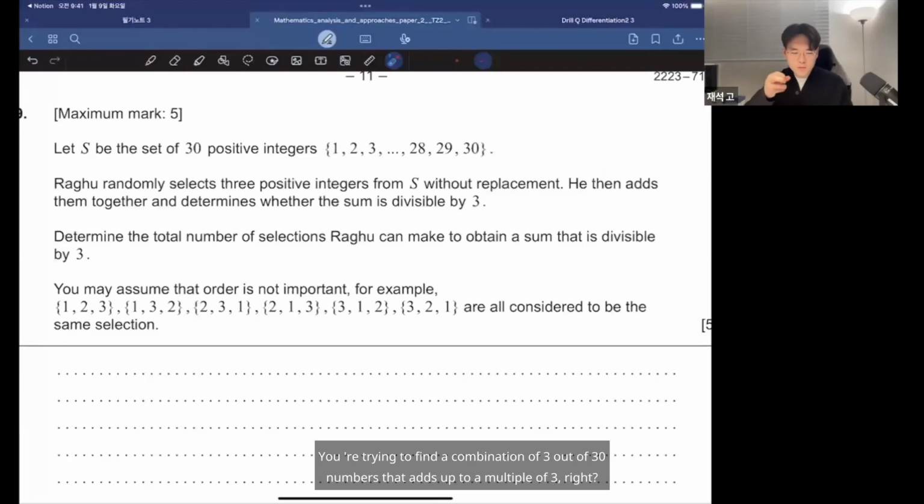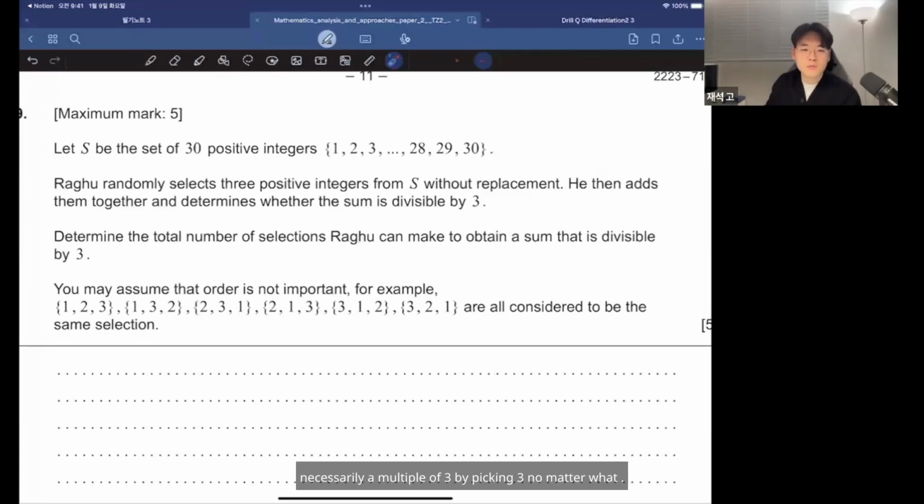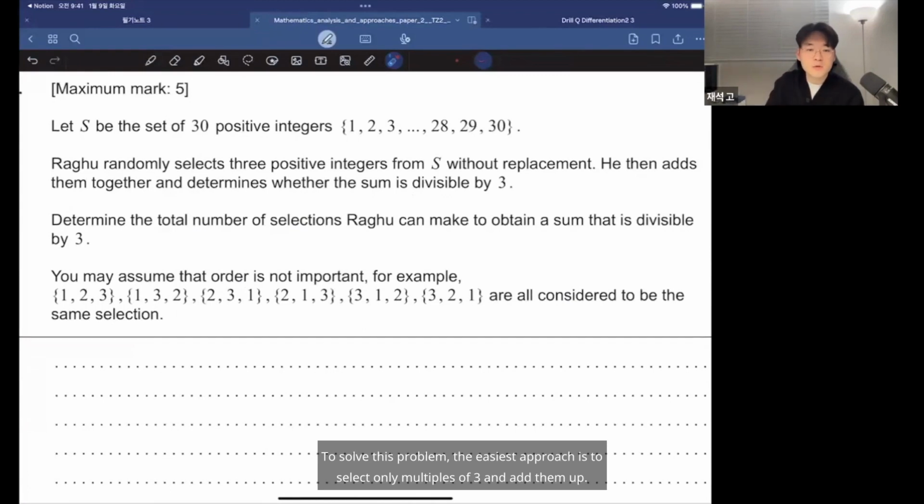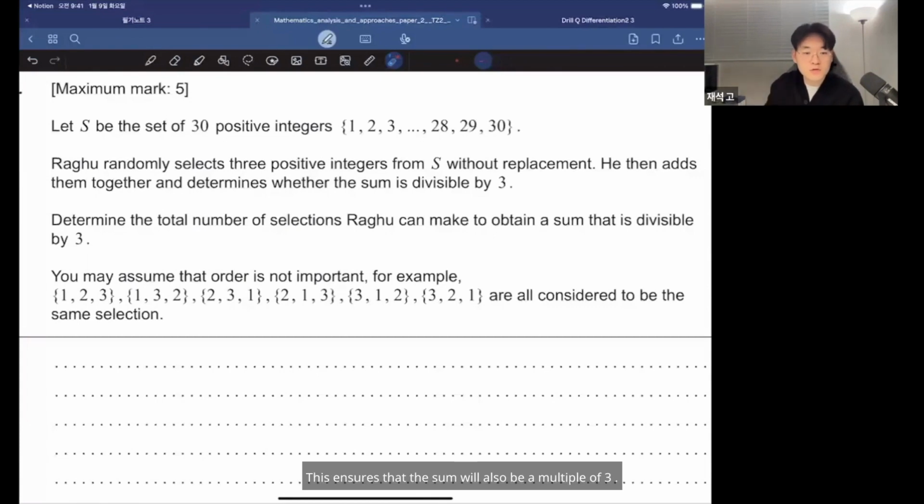You're trying to find a combination of 3 out of 30 numbers that adds up to a multiple of 3, right? How many are there? First of all, if you just think about picking 3 out of 30, it's just 30 combination 3, but it's not necessarily a multiple of 3 by picking 3 no matter what. To solve this problem, the easiest approach is to select only multiples of 3 and add them up. This ensures that the sum will also be a multiple of 3.